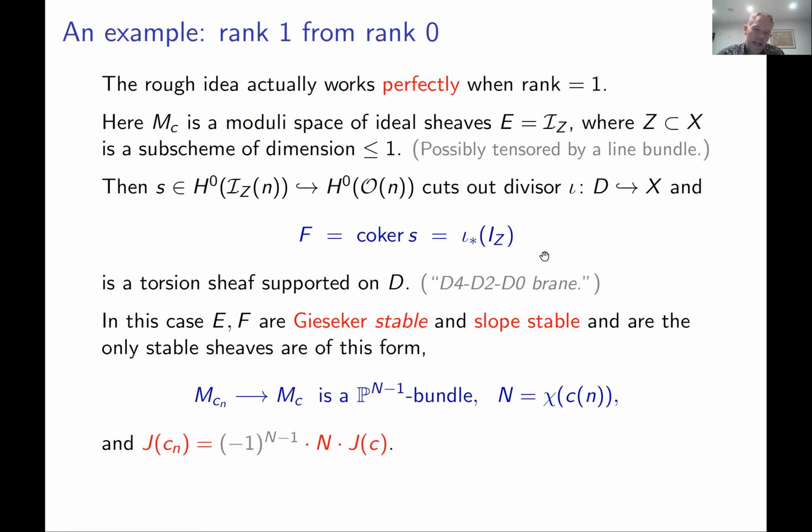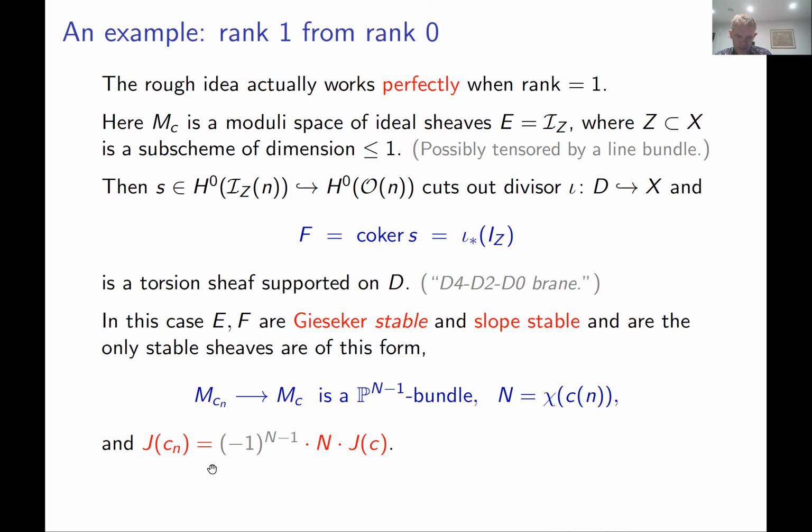And in this case, it turns out that for n large enough, for starters, all these ideal sheaves are stable. There are no semistability issues. They're Gieseker stable, they're slope stable, they're any stable you like, pretty much. And they're the only stable sheaves of this form. The F's, any stable F in its moduli space is of this form. So it is the cokernel of a section of an ideal sheaf. And so what you find is that the moduli space of F's is just a projective bundle over the moduli space of E's.